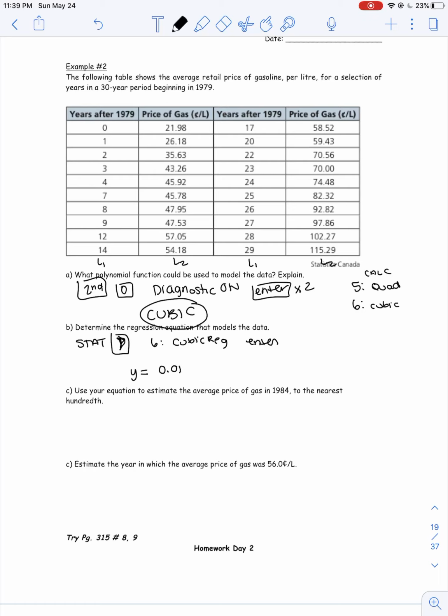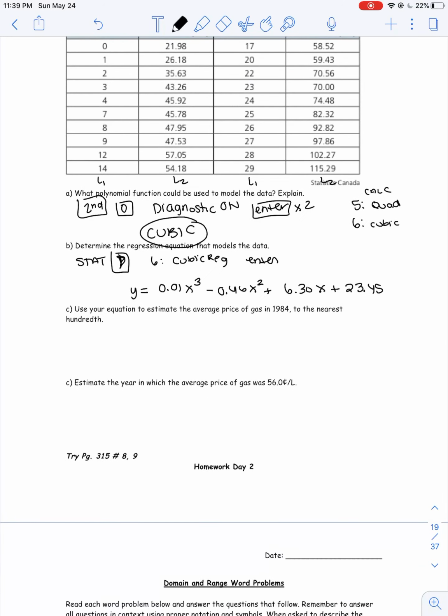So you know you've done and entered these values properly if you get approximately these values: this value for A, 0.01, minus 0.46 for B, 6.30 for C, and your D value should be about 23.45.